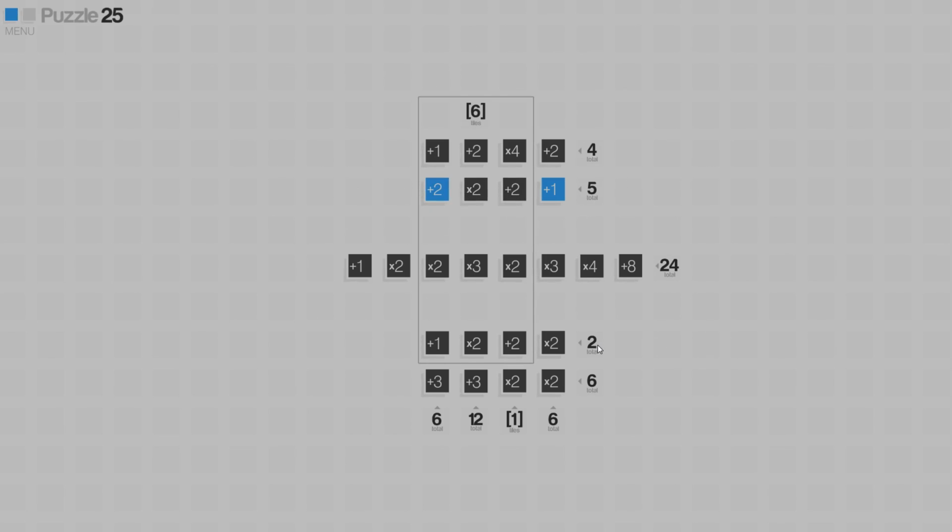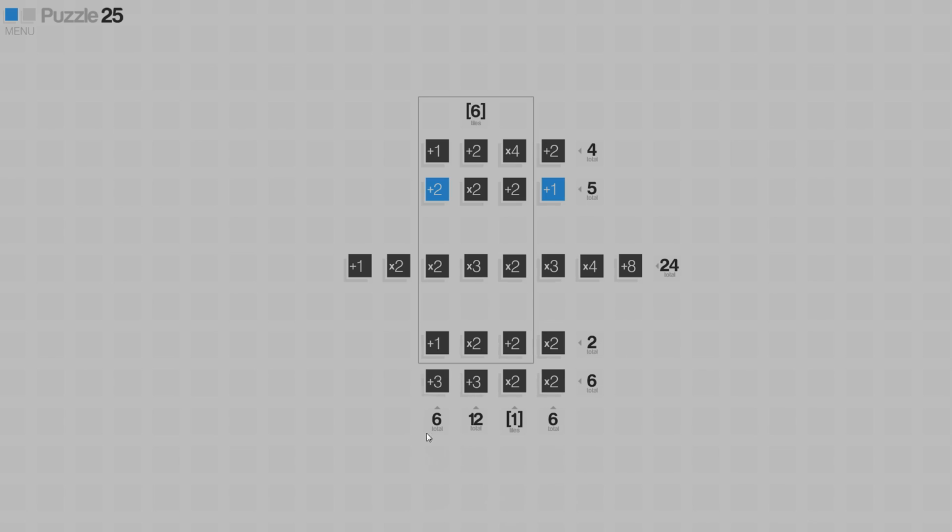And then let's look at this clue here. We have a total value of 2. That could be 1 times 2. It could be only plus 2, or it could be 1 times 2 here. Nothing really to deduce so far, I guess.